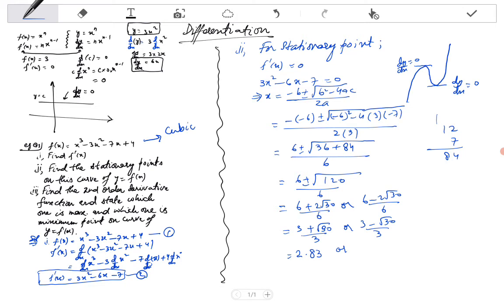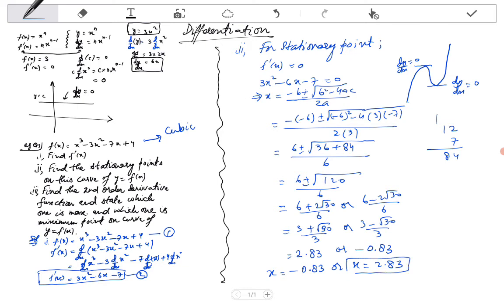Or 3 minus under root 30 divided by 3. That gives me a negative value, minus 0.8257, so it's minus 0.83. So we have two possible values of x. One is the smaller value I am writing first, minus 0.83, and the other value is 2.83.